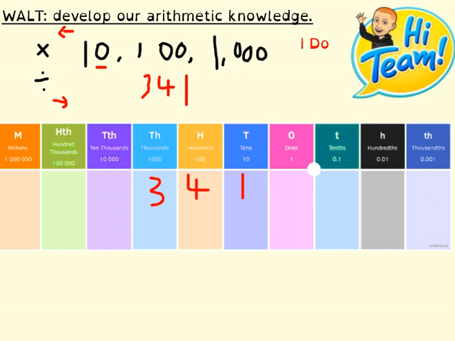Because I've slid my digit one place to the left, I then need to put a place value holder in, and I get the final answer of 3,410.